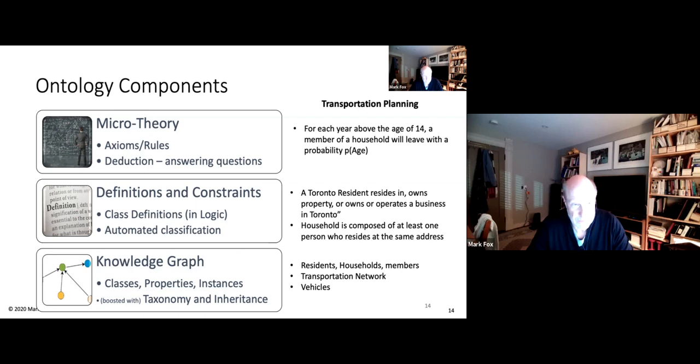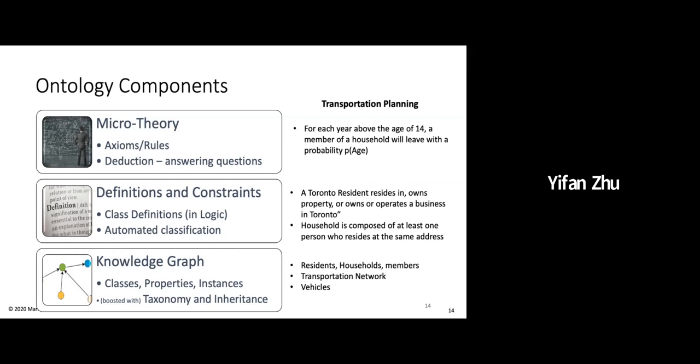A knowledge graph at the lowest level, which is a graph representation. The middle level provides us with definitions and constraints on the interpretation of classes and properties. And the third level is a microtheory, which embodies a set of rules or actions with which deduction can be performed.